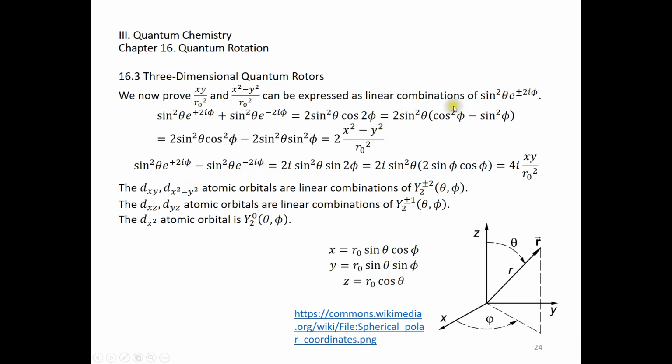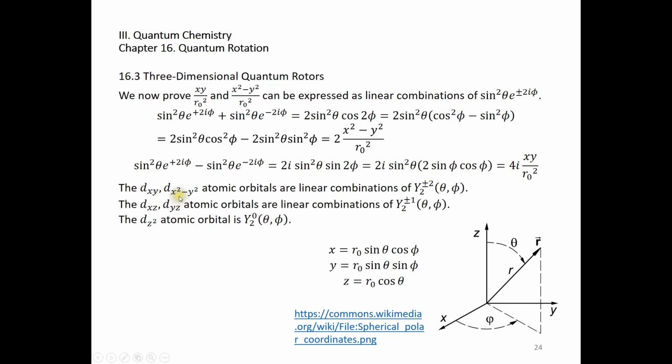Now if we take the difference between these two complex functions, we'll get 2i times sine theta squared times sine 2 phi. Sine 2 phi is 2 sine phi cosine phi. Now sine theta times sine phi, that's y. Sine theta times cosine phi, that's x. Therefore this linear combination is proportional to xy. And this corresponds to the dxy orbital in the hydrogen atom.